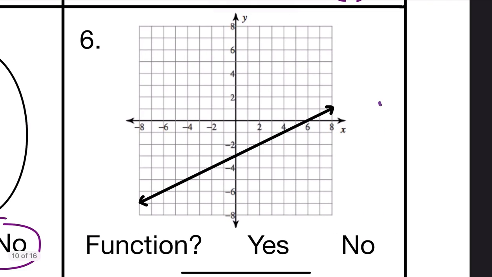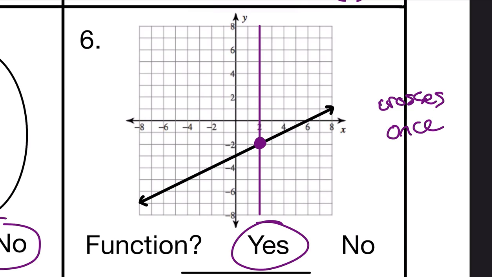Let's take a look at the last one. We got number 6. We're going to do our vertical line test on this one again. We're going to draw our line, see how many times it goes through. It only goes through once. Crosses once. Since it only crosses one time, that is what we are looking for with our test. So yes, it is a function.